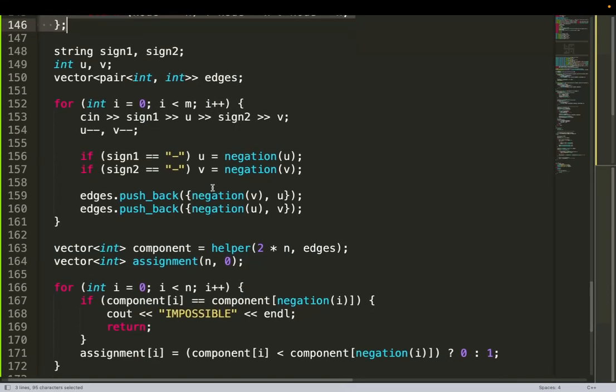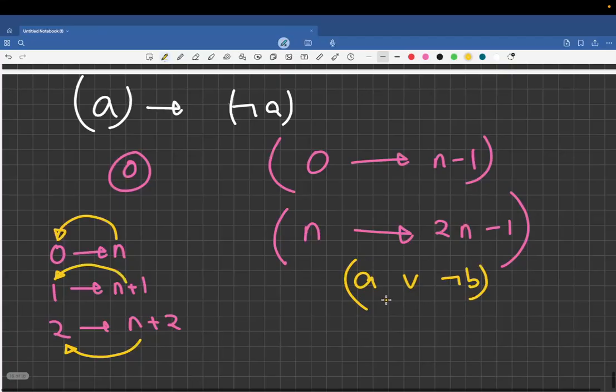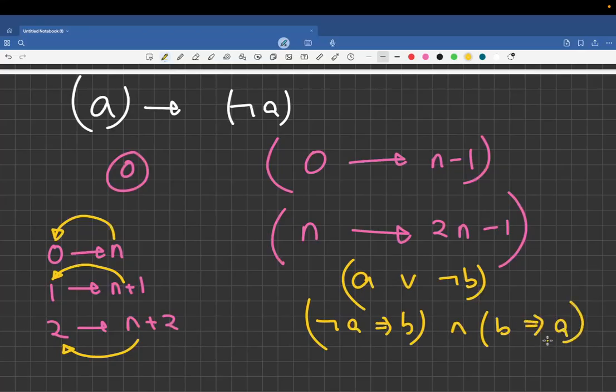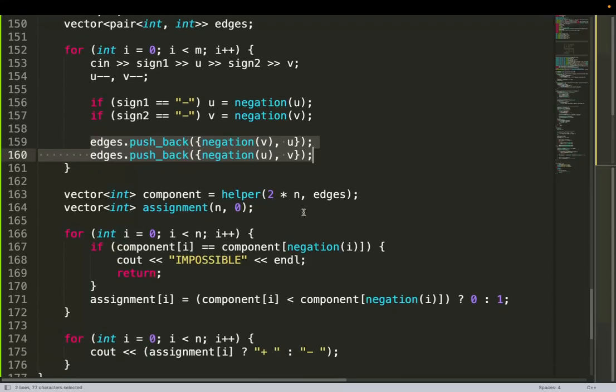Once I have found the negation, you now have the choices, right? Let's suppose you have the choice A or not B. So you have to convert this to the implicative normal form, right? So you want this thing. First of all, not A implies B, and not of not B, that is B implies A. You want this thing, right? So that I am doing. In my edges, I am pushing back negation of V comma U, that is an edge from negation of V to U, and also an edge from negation of U to V. So these are the two edges that I have.